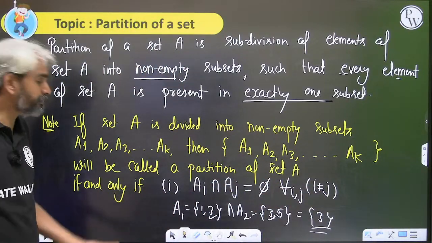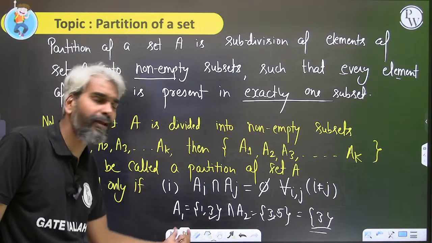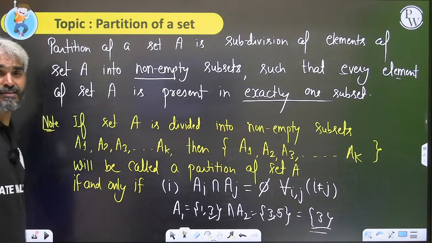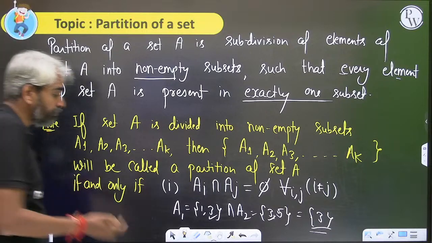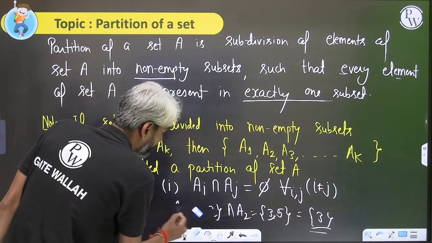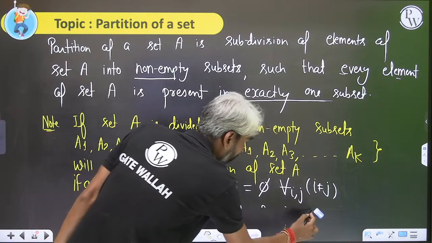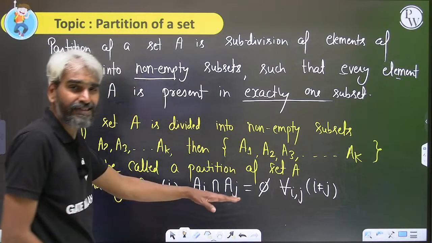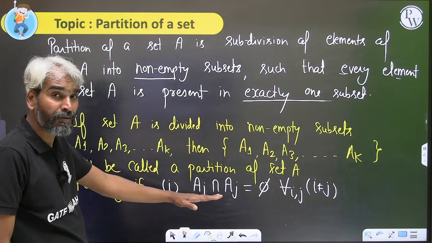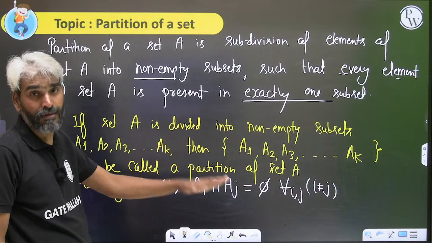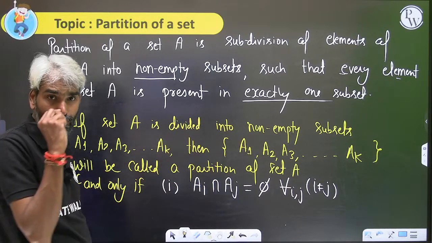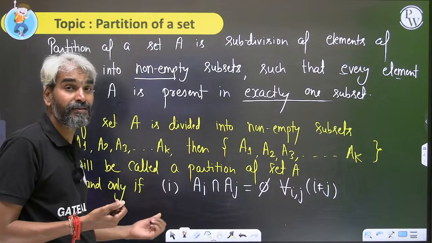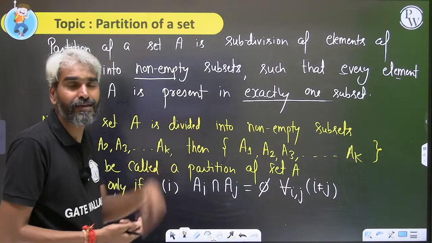Because if I is equal to J, if you take the intersection of A1 with A1, then obviously it will not be phi. We are not checking with the same subset, we are checking with respect to distinct subsets. So it only says one thing, that the element should not be present in more than one subset. But we also need to check that the element is present in at least one subset, so that it will be exactly one.